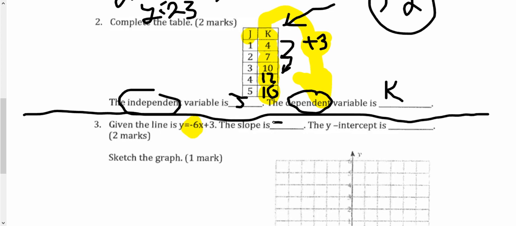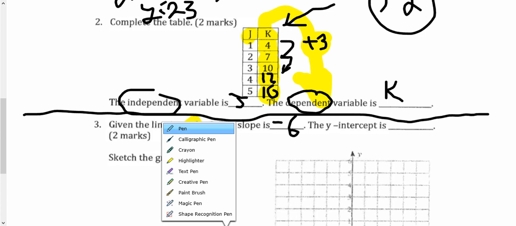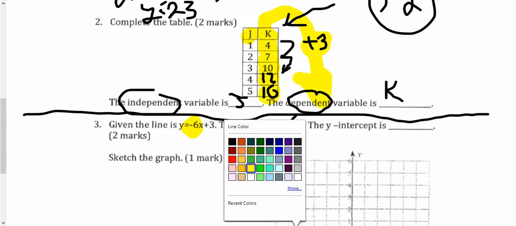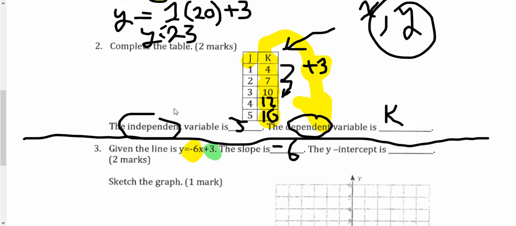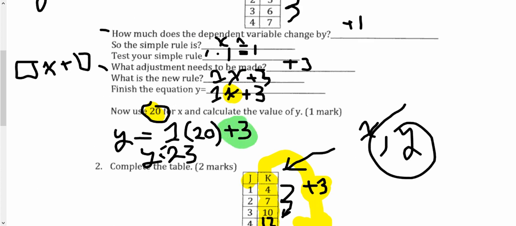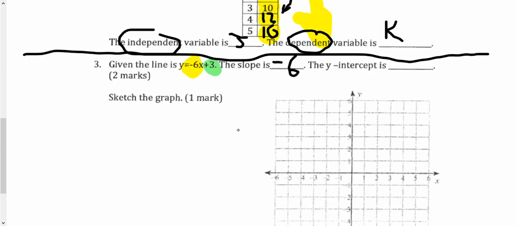So that's negative 6. And the y-intercept is right there. Plus 3. That's where it cuts through the y-axis. So in this one up here, when we're doing this adjustment, if we were going to graph that line, we would throw it through the y-axis at plus 3. So our y-intercept is plus 3. Now we want to sketch the graph.